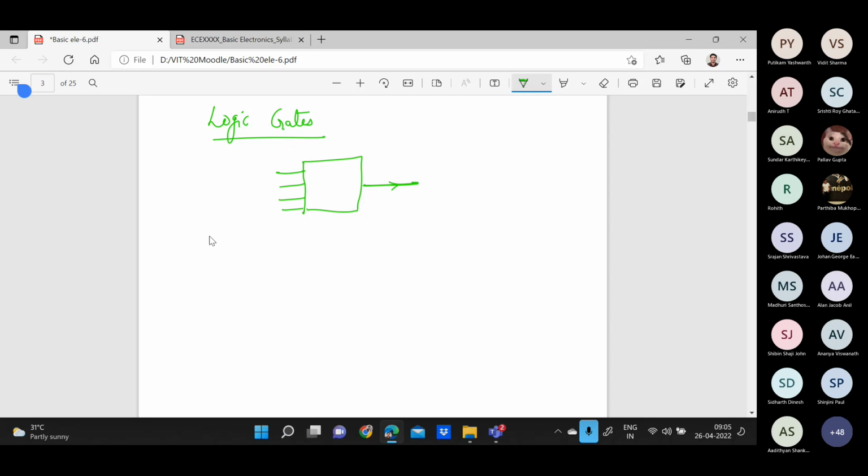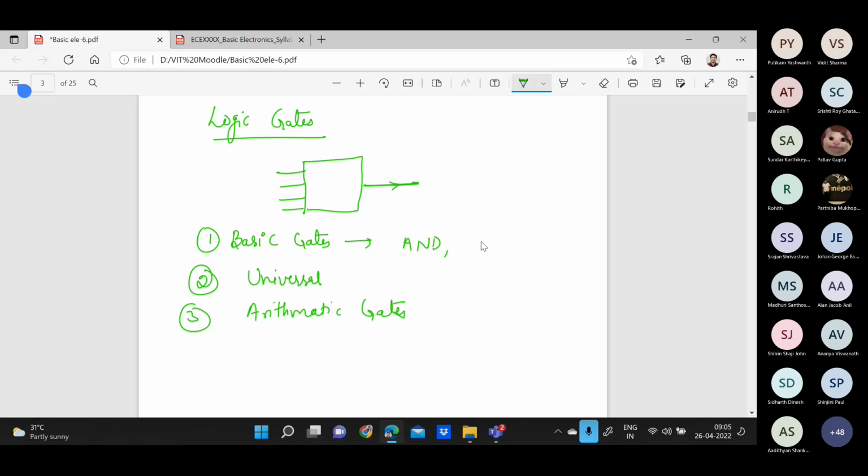There are three types of logic gates. One is basic gates, the second is called universal gates, and the third is called arithmetic gates. In the basic gates, we have AND gate, OR gate, and NOT gate. In the universal gates, we have NAND gate and NOR gate. In the arithmetic gates, we have the XOR gate.